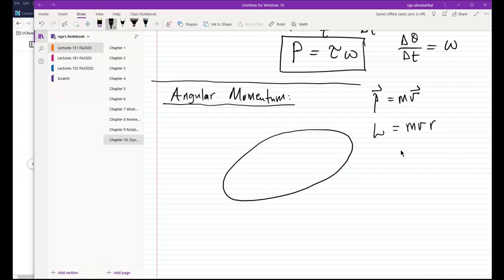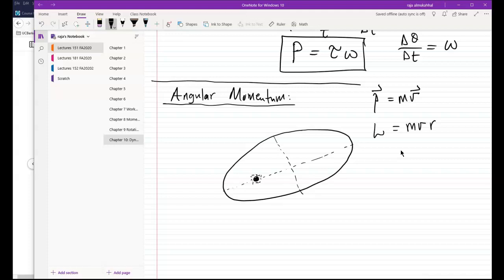Wow, perfect. Okay, I rarely get a perfect circle or ellipse. According to Kepler's first law, the sun is located at one of the foci of the ellipse. If you don't know what that means, it doesn't matter. But basically, here is the sun.